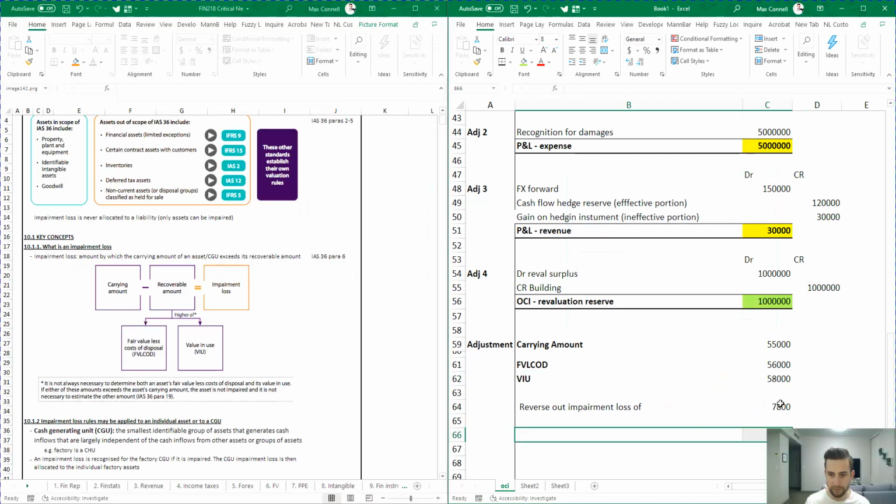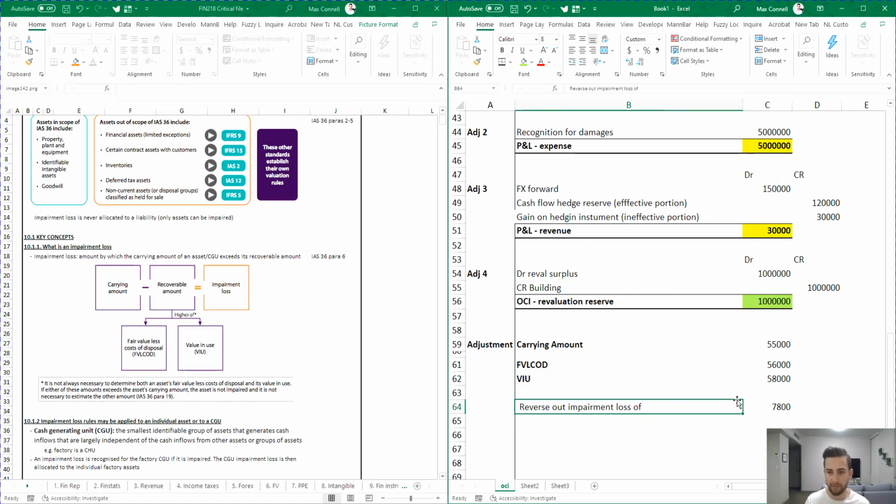Okay, so we know that we have to reverse out the impairment loss because the asset's no longer impaired, but the question is how much of that impairment loss do we reverse out? Is it the full amount? Is it part of it? Because first of all, you can't reverse out more than 7,800, because then that's just reversing it back to what it was before. It's reversing out the impairment.